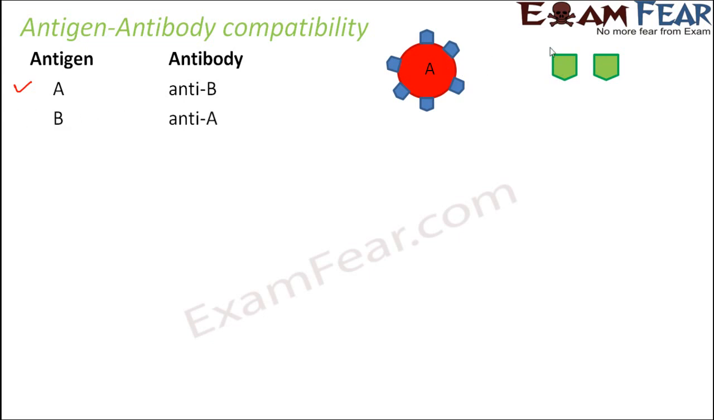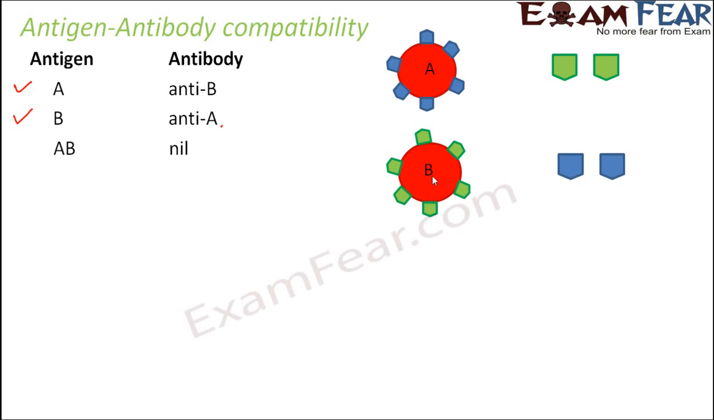Again, antigen B will be compatible with antibody A. Again, they are of opposite types. Here the antigens are green but the antibodies are blue, so they will not be able to attack. What about AB, that is antigen AB? AB has both the antigens, A and B. So obviously, if any of these are present, the blue ones will attack the blue ones and cause destruction. Even if you have the green ones, they will attack the green ones and also cause destruction. So in case of AB, we do not want any type of antibody, neither A nor B. We do not want any antibody.